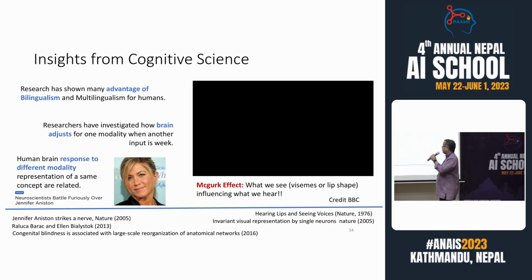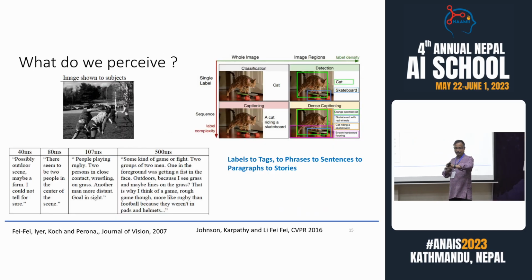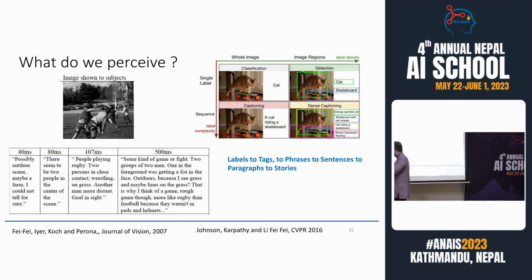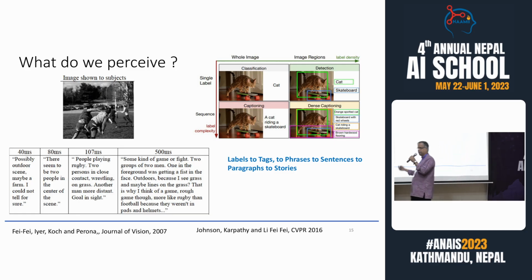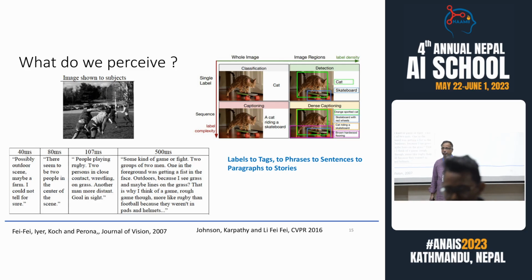So we have still not reached anywhere. So what do we perceive? This was always the worry or concern. This was an experiment which was done in 2007. I think part of it was a PhD or something like that. What they did was a very interesting experiment. You flash a picture and ask people to write what they see in it. If you flash the picture for 40 milliseconds, somebody writes like this. You flash the picture for 500 milliseconds, then people write like this.